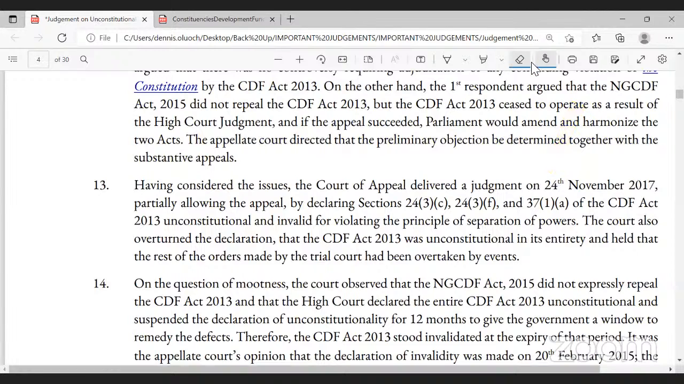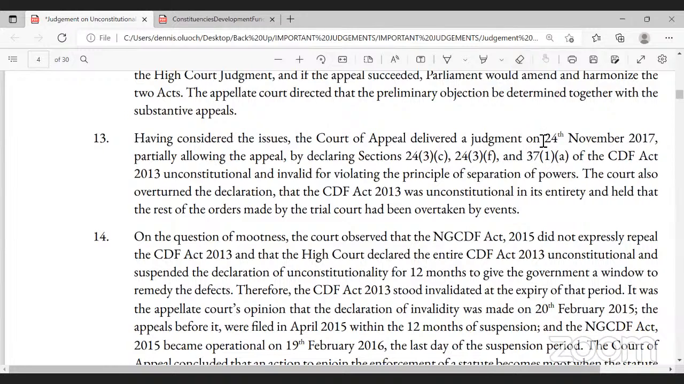Having considered the issues, the Court of Appeal delivered a judgment on 24th November 2017, allowing the appeal by declaring sections 24(3)(c), (f) and 37A of the CDF Act unconstitutional and invalid for violating the principle of separation of powers. So from 2015, when the first judgment was made by the High Court, there was an appeal, and the Court of Appeal made its judgment on 24th November 2017.